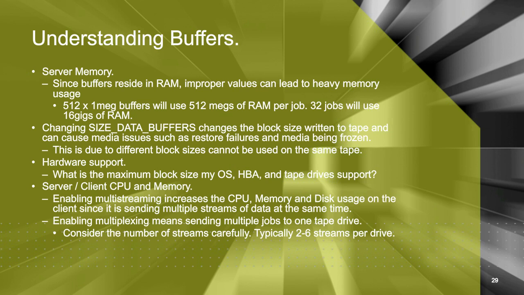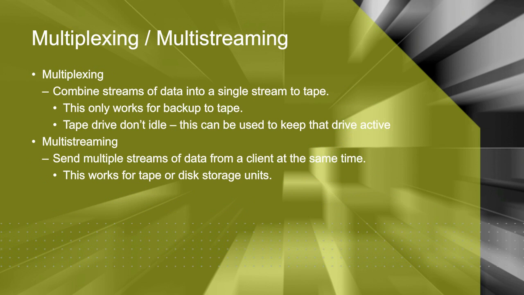Enabling multiplexing means sending multiple jobs to one tape drive. So you'll have multiple streams of data going to one tape drive, which is nice until you go to restore it. So that's where you want to consider that stream count. If you have a restore time, where you have to get certain servers up in a certain amount of time, the higher that stream count is, the slower that restore is going to be. So it's important to consider that before you pull the trigger and set it.